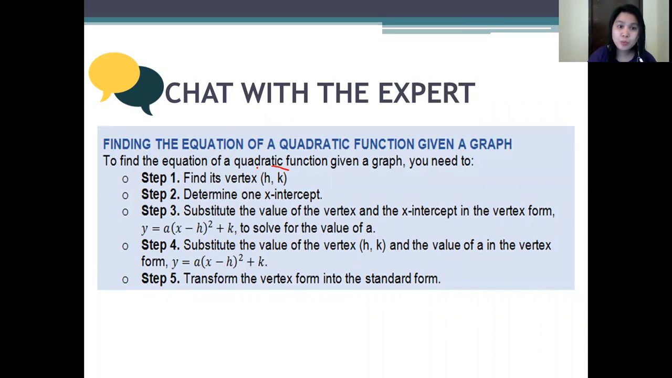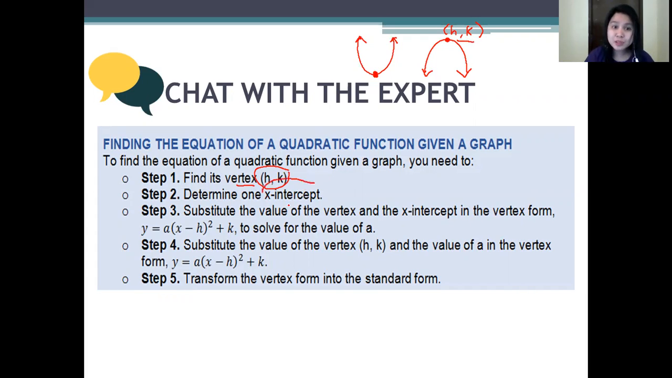First, we need to find the vertex of the parabola. If our parabola opens upwards, the minimum point is called the vertex, while if our parabola opens downwards, the maximum point is called the vertex. Our vertex has the coordinates h and k. So first, we need to find the coordinates of our vertex.